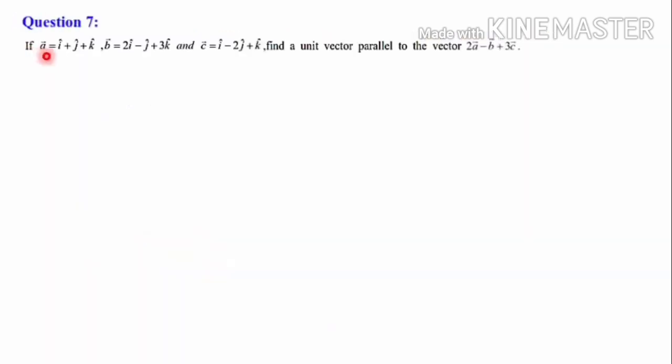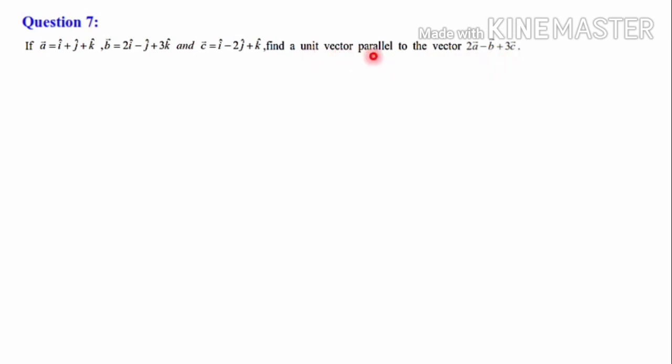Next we shall discuss question number 7. The question is, if vector A is equal to I cap plus j cap plus k cap, vector B is equal to 2 I cap minus j cap plus 3 k cap, and vector C is equal to I cap minus 2 j cap plus k cap, find a unit vector parallel to the vector 2 into vector A minus vector B plus 3 into vector C.